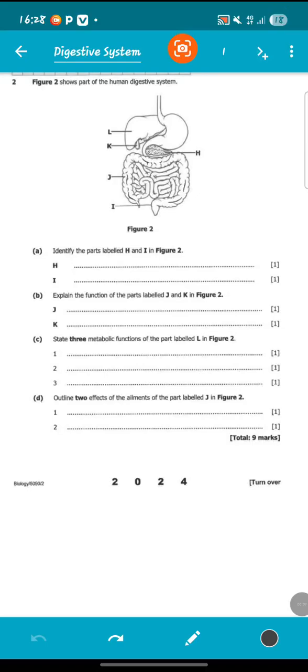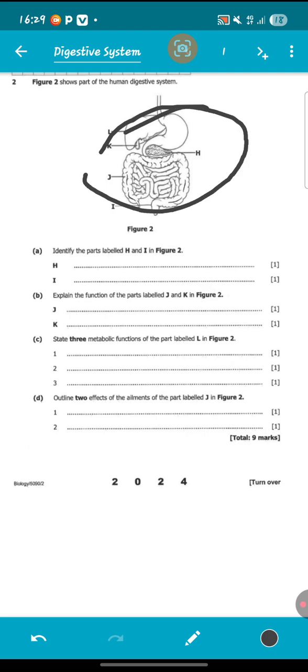Hi everyone. Today's lesson is focusing on the human digestive system. We just pick part of it and discuss it from here. We have got the question which says Figure 2 shows part of the human digestive system, which is this diagram. You'll be able to see this diagram here.